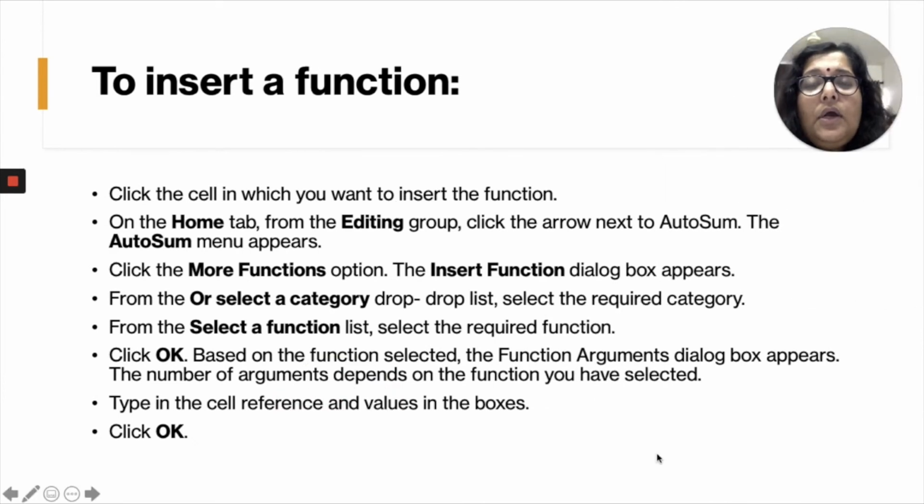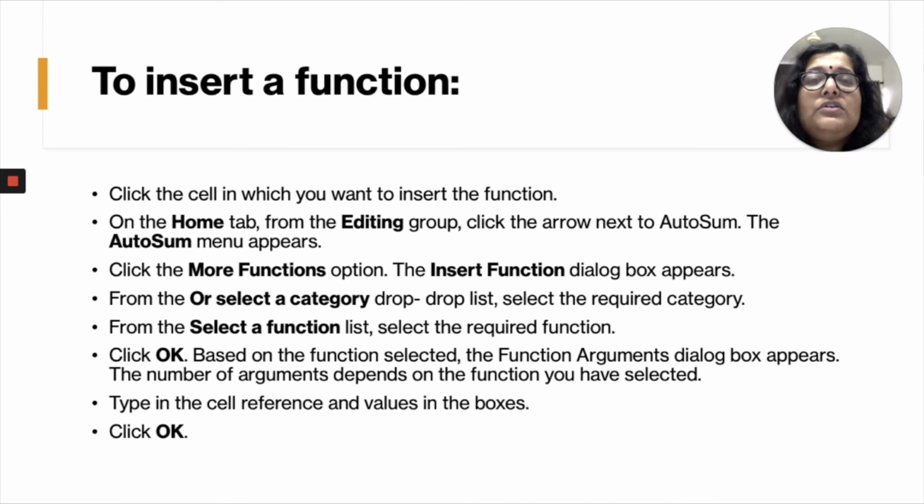Now let's talk about how to insert a function. Click the cell in which you want to insert the function. First, you have to click on the cell where you want to insert the function. On the Home tab, from the Editing group, click the arrow next to AutoSum. You have to first click on the Home tab, find the Editing group in the Home tab ribbon, and then click on the down arrow next to AutoSum. The AutoSum menu appears. Click on the More Functions option.